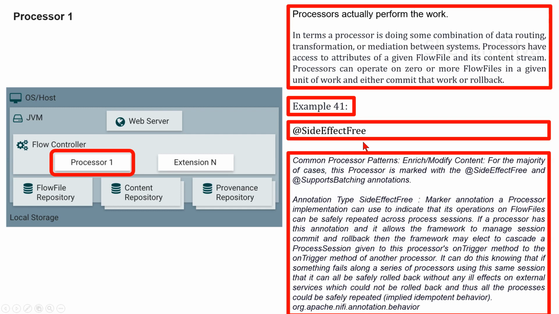The enrich modify content pattern is very common and very generic. This pattern is responsible for general content modification. For the majority of cases, this processor is marked with the side effect free and supports batching annotations. The processor has any number of required and optional properties depending on the process function. The processor generally has a success and a failure relationship. The failure relationship is generally used when the input file is not in the expected format.